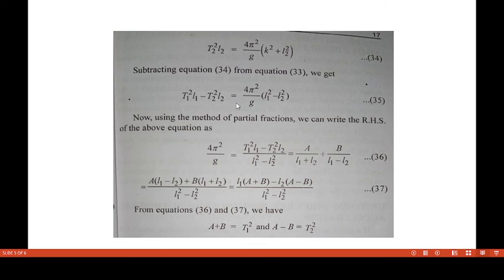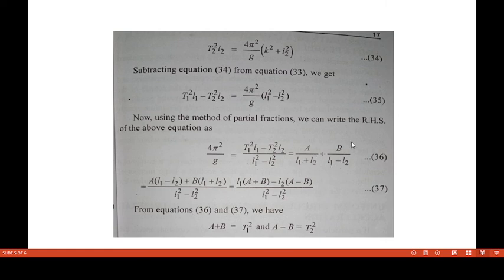Now, I think you might know the method of partial fractions which you have learned in school. We can write the right hand side as 4 pi square upon G can be written as this term upon this term, T1 square L1 minus T2 square L2 upon L1 square minus L2 square. So again, this term using partial fractions can be written in the form like this, since L1 square minus L2 square can be written as L1 plus L2 into L1 minus L2 using the formula. And using partial fractions, we can write some constant A by L1 plus L2 and some constant B by L1 minus L2.